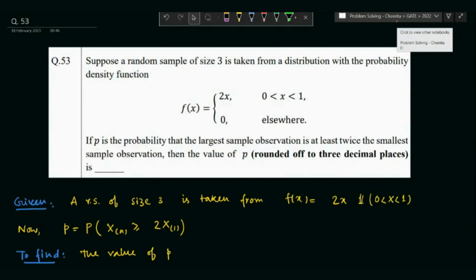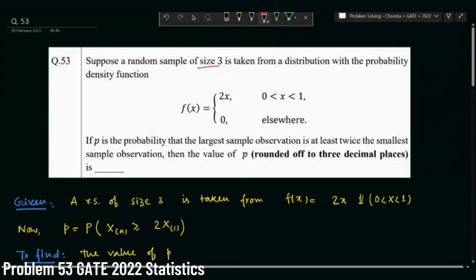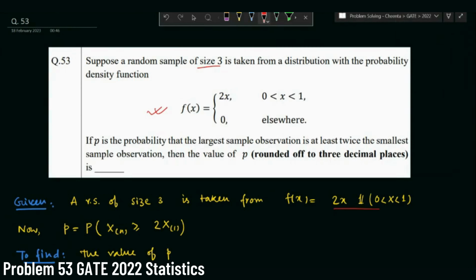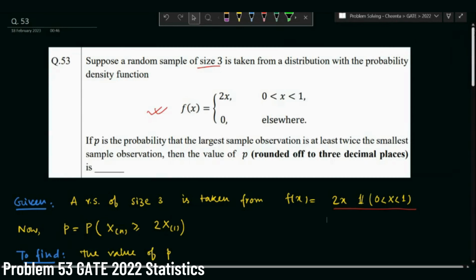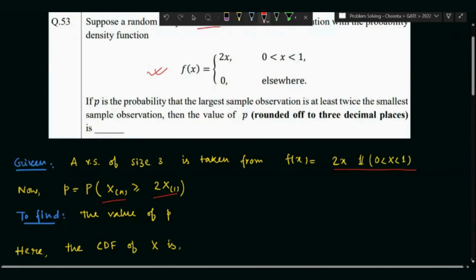Today we are going to solve question number 53 of the GATE 2022 statistics paper. The problem says that suppose a random sample of size 3 is taken from a distribution with the probability density function f(x) = 2x times the indicator of x lying between 0 and 1. Now, if p is the probability that the largest observation, that is the maximum X(n), is greater than or equal to twice the smallest sample observation, that is 2 times X(1), then we have to find the value of p.